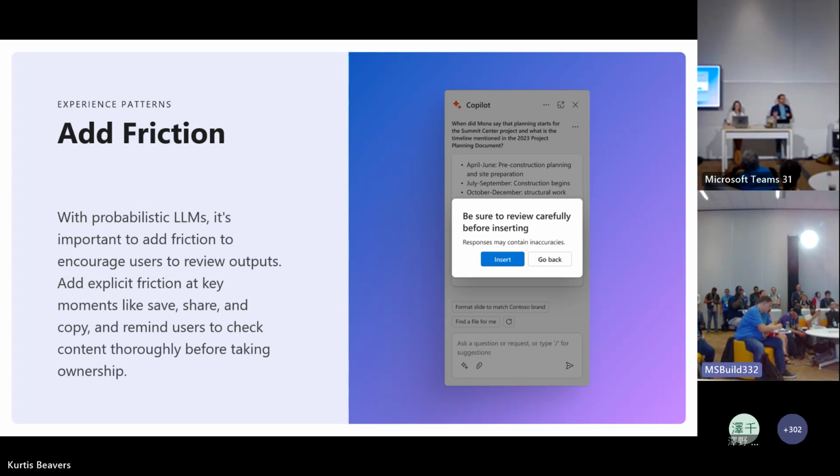Adding friction, this is a weird one. We as designers, most of what we do is try to remove friction from the UI. Sometimes we need to slow users down to make sure that they're taking accountability for the output, especially if they're sharing it with others. And there's a good example of that.